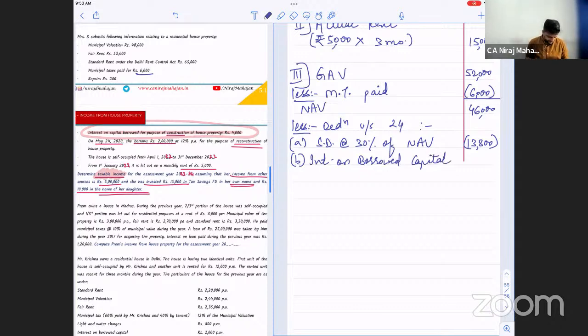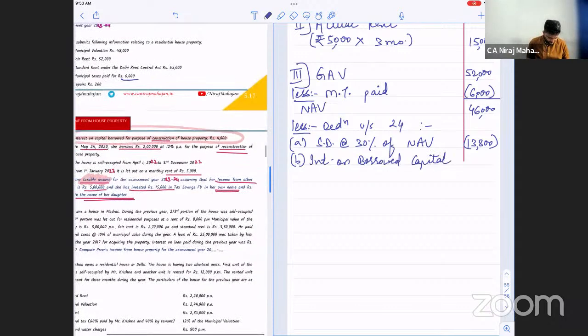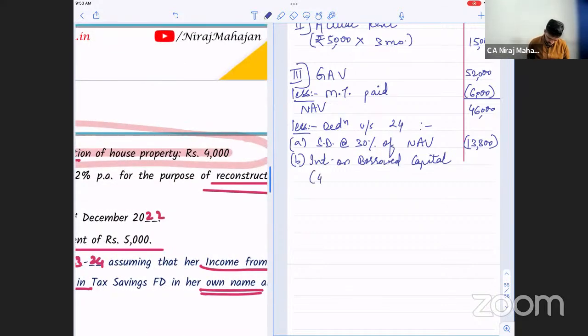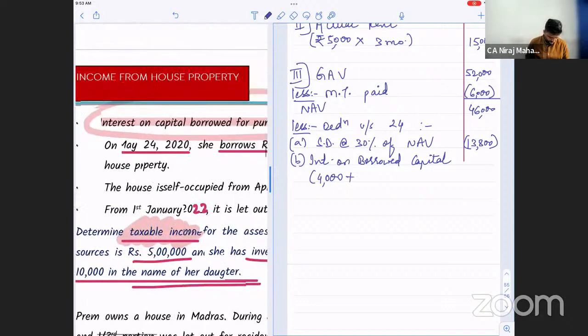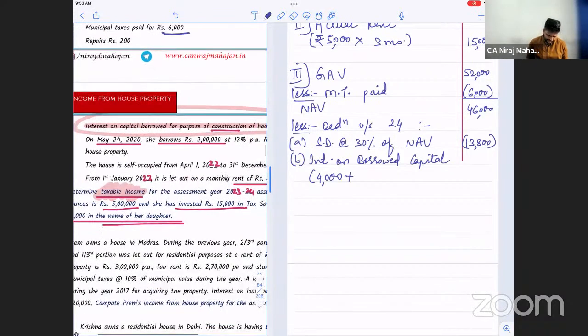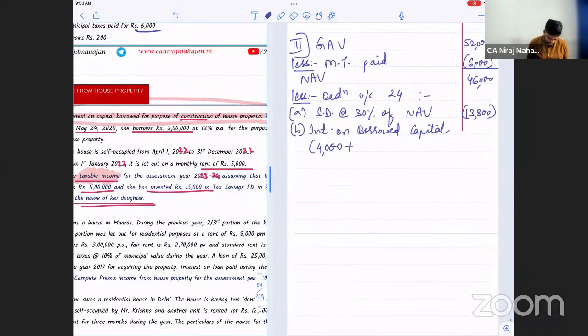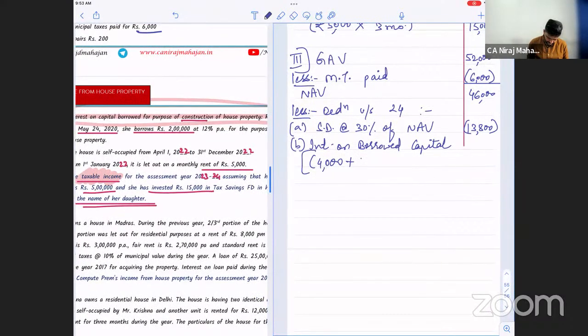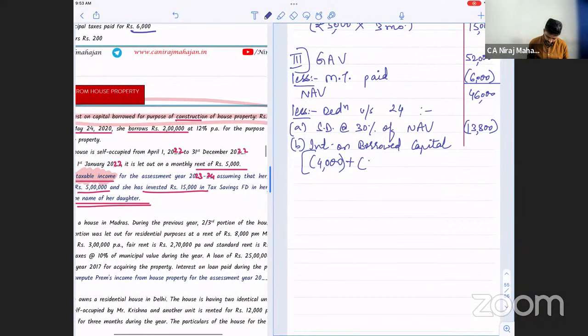Interest on borrowed capital. Okay. So construction was 4,000. But reconstruction was how much? Achha, we don't have that. But 2 lakh we have, na? This much we can calculate, na? 2 lakhs into 12%.